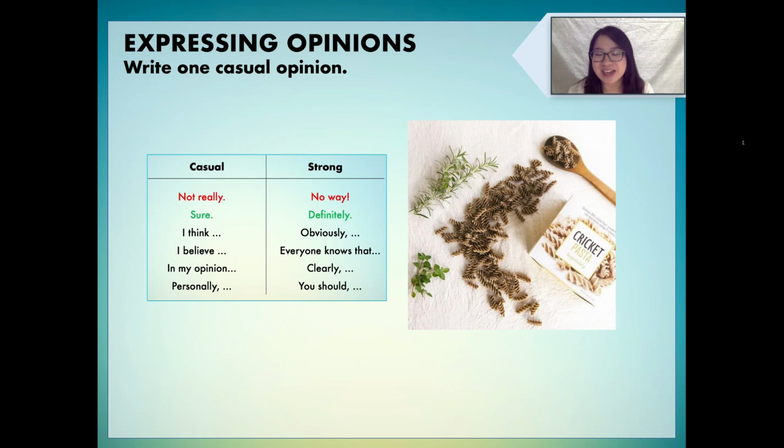Let's write another casual opinion. Take a look at this image. This is cricket pasta. It's a pasta that's made using insect flour. Do you think you would want to eat this pasta? All right, take a moment with your notebook and write a casual opinion.